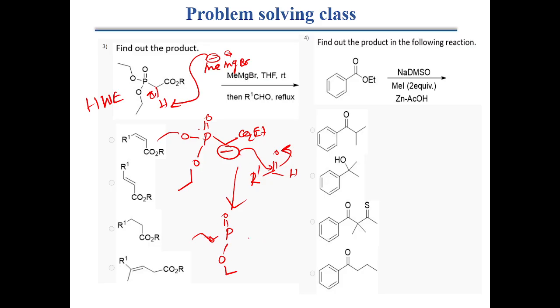With minus R1CO2. So now the Wittig reaction happens. This will go like this and give this olefin. As this is a stabilized Wittig, it will give the E product. So this is the right product due to the stabilized phosphonoester.